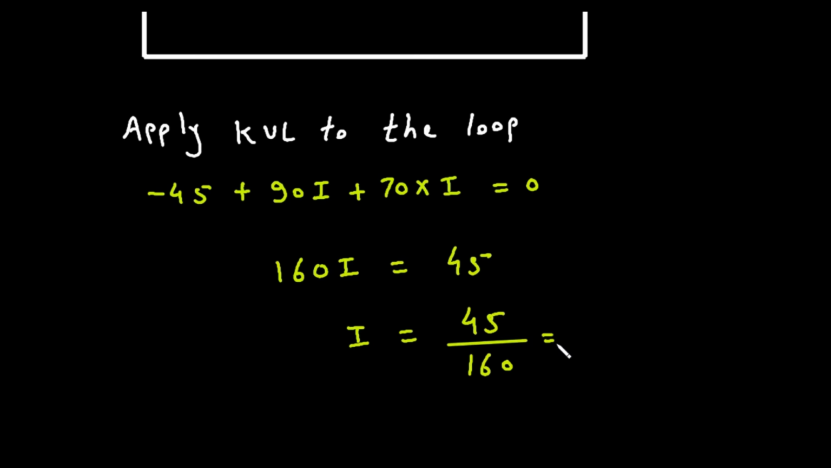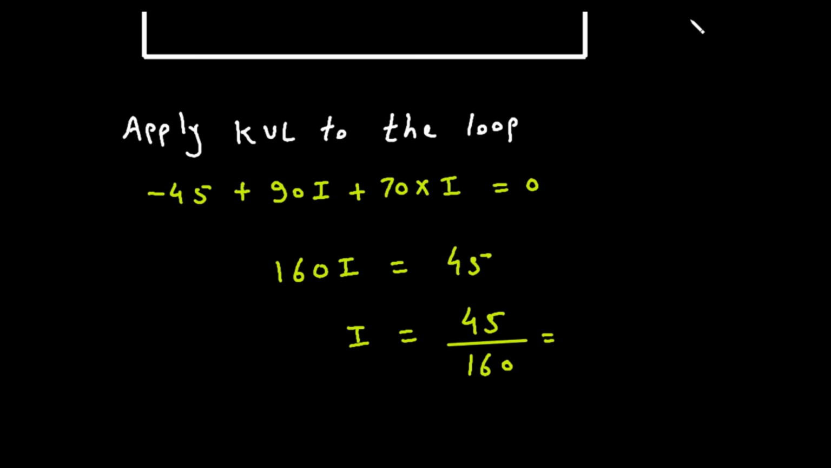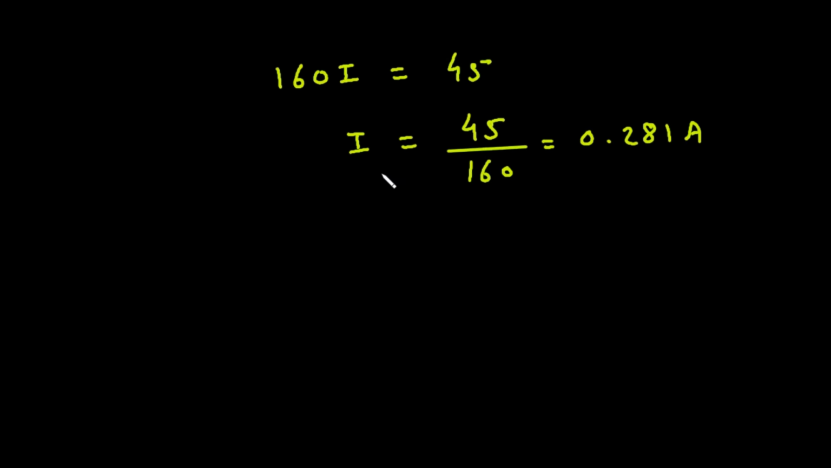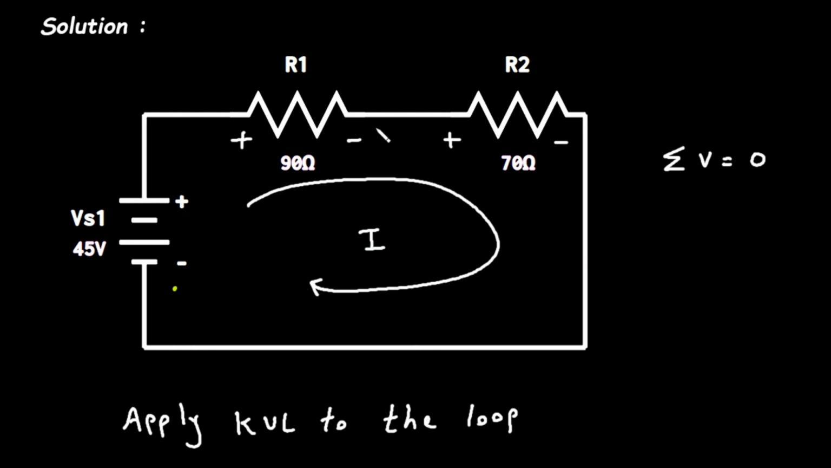If we solve this in the calculator, 45 divided by 160 is equal to 0.281 ampere. Now here we got the value of current I by using Kirchhoff's voltage law. Now we can easily find the voltage across this R1. Let's say this is VR1 and this is VR2.